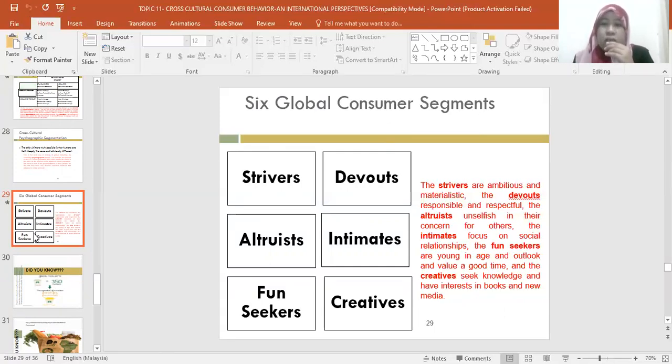And then we have the intimates, as mentioned just now. They focus very much on social relationships. Then the fun seekers look very young in age because they are happy-go-lucky. And then the creatives are seeking knowledge and have an interest in books and new media. So very creative, they are thinking out of the box. This is my perception, if you're asking me who is a creative person: maybe they want to be ranked differently from others, and the way they think is also different from others.